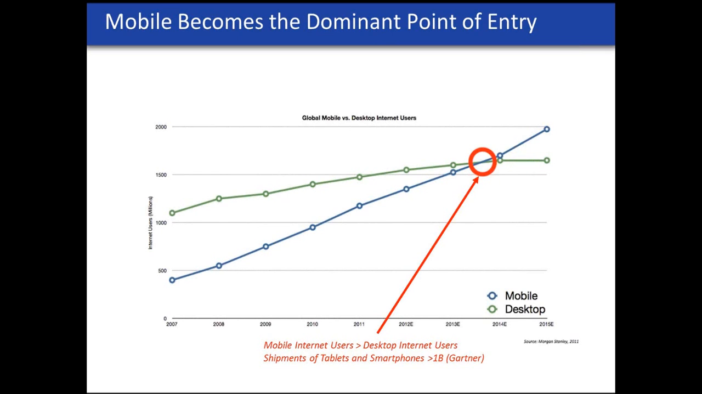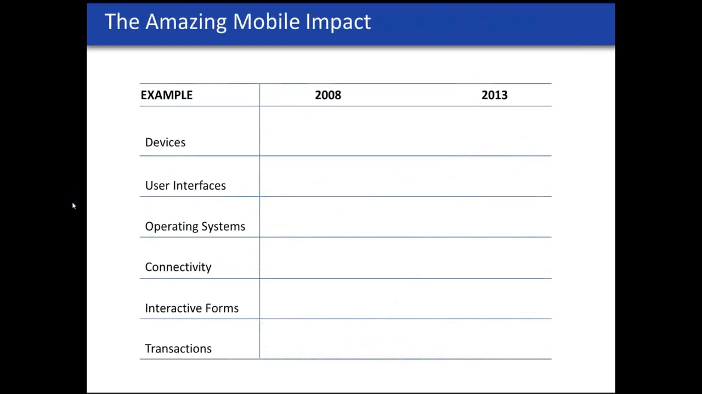Smart mobile devices are becoming the dominant point of entry to websites and to business processes. In 2013, there will be more mobile internet users than desktop users. Shipments of tablets and smartphones will also exceed 1 billion units in 2013. The result? Well, while it took 22 years for the first 2 billion people to connect to the internet, the next 2 billion users will be online in 5 years, and most of them will be mobile. And that has significant implications.